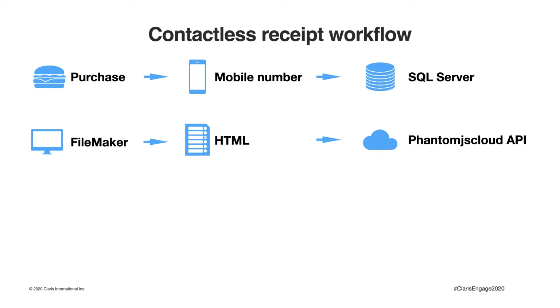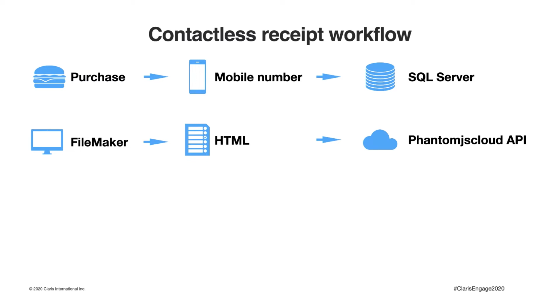And the best way I found to do it rapidly, bearing in mind I had very little time to do this, was to use the Phantom.js Cloud API to transform an HTML document into a JPEG and send it back into FileMaker. There may be other ways of doing it, and I'm happy to entertain any suggestions on how to do this in a faster and more efficient way. But this was something that I knew how to do.